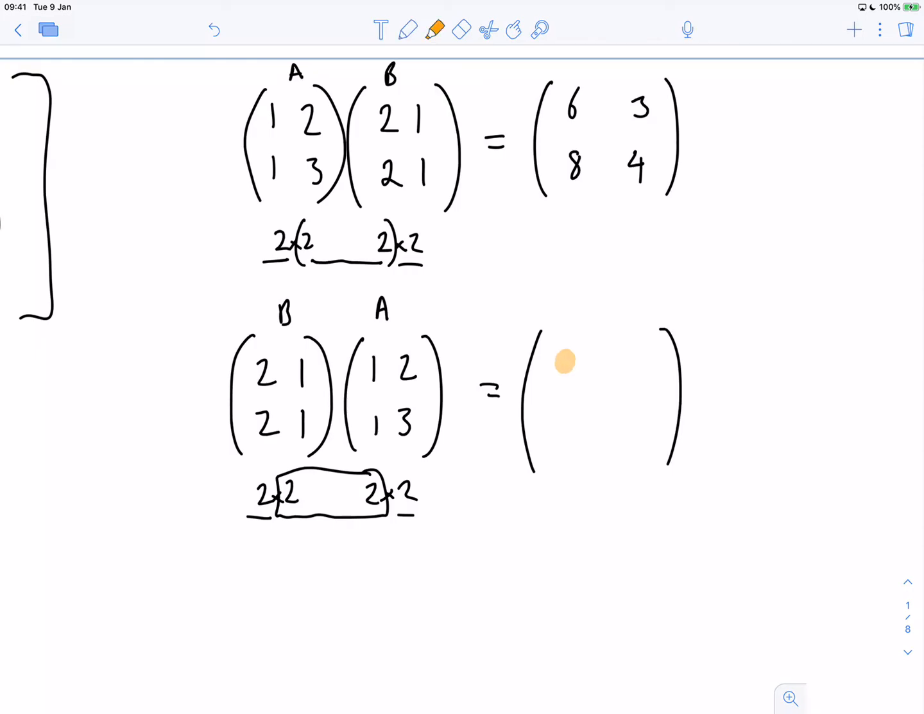So first row, first column. 2 times 1 plus 1 times 1 is going to give a 3. Then first row, second column. Sorry, I've got a 2 times 2 plus a 1 times 3. It's 4 plus 3, so that's going to be a 7.